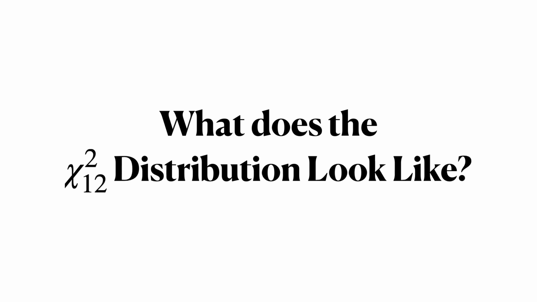Next, let's look at what the chi-square distribution with 12 degrees of freedom looks like.